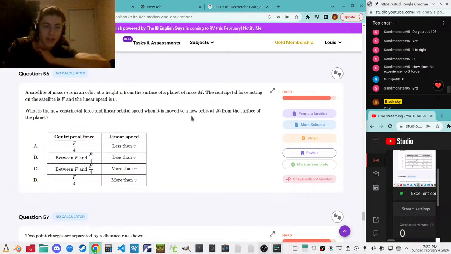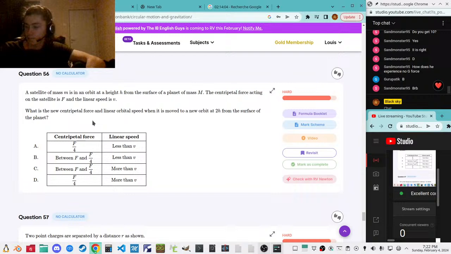A satellite of mass m is in an orbit at height h from the surface of the planet M. The centripetal force acting on the satellite is F, and the linear speed is W. What is the new centripetal force and linear orbital speed when it is moved to a new orbit 2h from the surface of the planet? Satellite of mass m. We've been doing satellites this entire time.